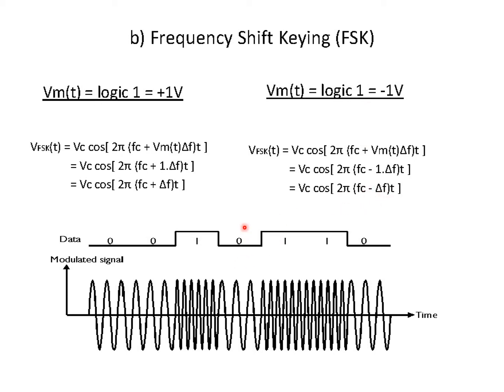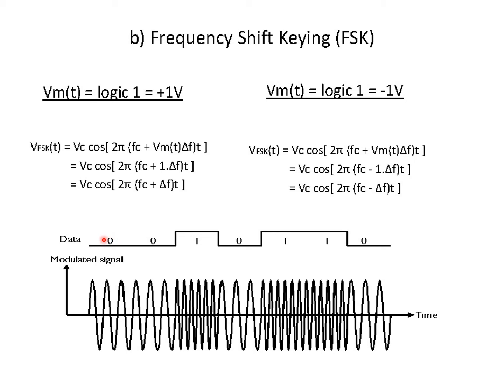So there will be a constant frequency Fc generated by a local oscillator. When the input is plus 1, the frequency will increase to Fc plus delta f. When logic 0 is coming, the frequency will reduce to Fc minus delta f. So there are two frequencies in the output. In the modulated wave, there will be two frequency components: one is Fc plus delta f and the other is Fc minus delta f.